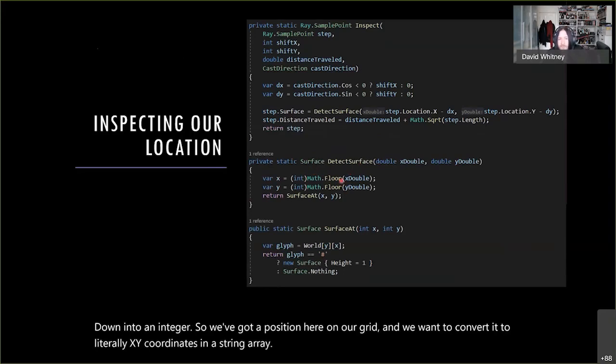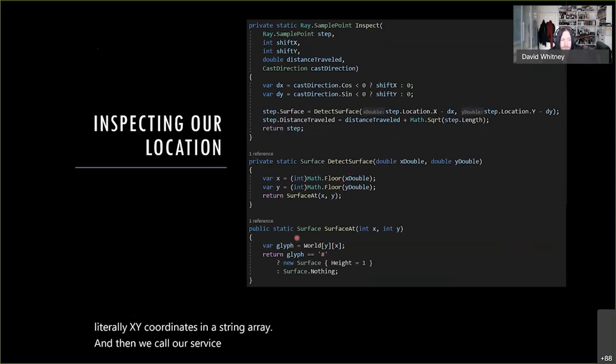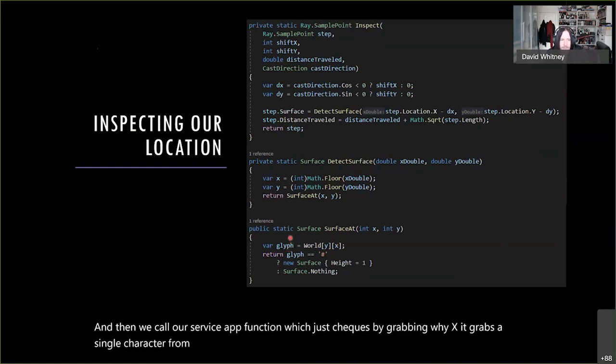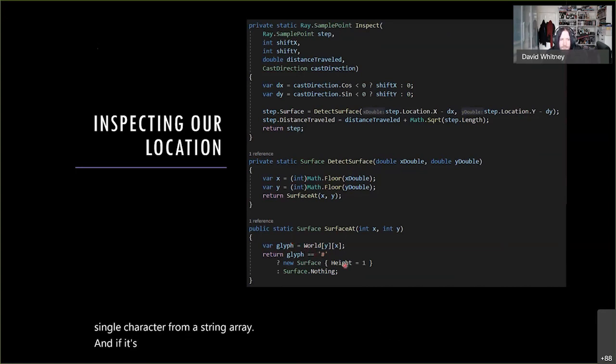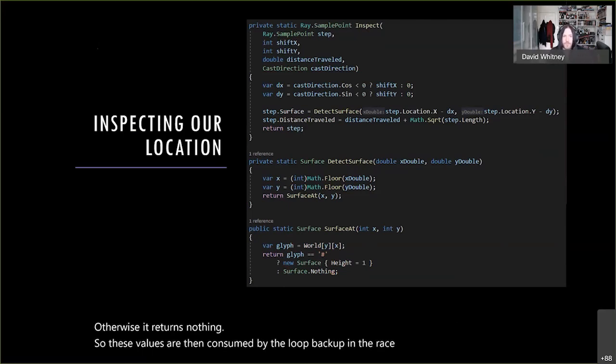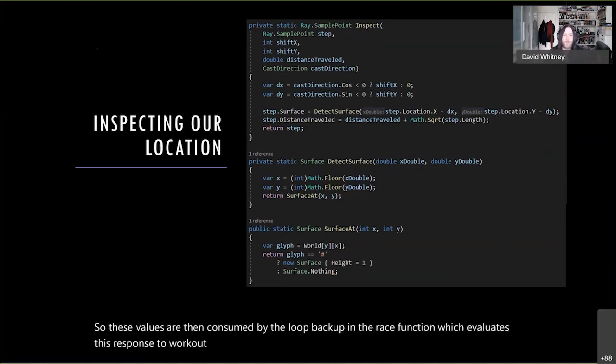And then we call our surface at function, which just checks by grabbing yx. It grabs a single character from our string array. And if it's a hash, it returns a surface with a height of 1. Otherwise, it returns nothing. So these values are then consumed by the loop back up in the ray function, which evaluates this response to work out whether the ray has collided with a surface or not.